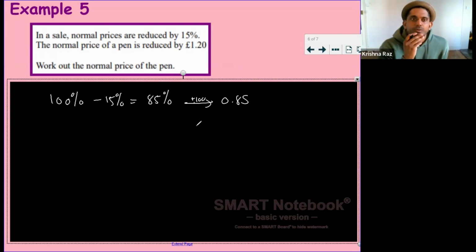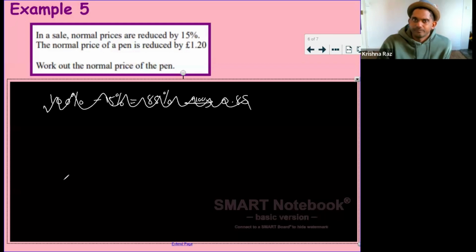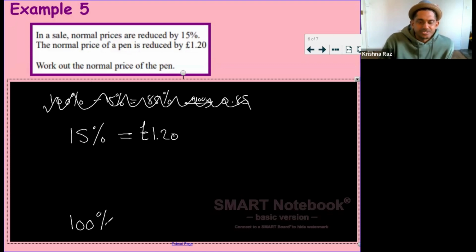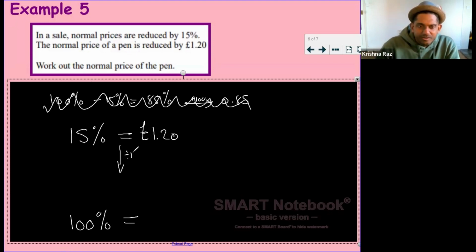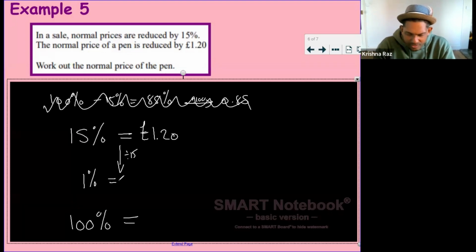But we need to read and be careful. The normal price of a pen is reduced by £1.20. So you think, oh, they have rejigged it a little bit. This time, 15% is £1.20. So work out the normal price. Well, the normal percentage for the full price is 100%. It is reduced by 15% and it is reduced by £1.20. Therefore, 15% is £1.20. If I divide by 15, I will find the value of 1%. £1.20 divided by 15 gives me 8 pence.